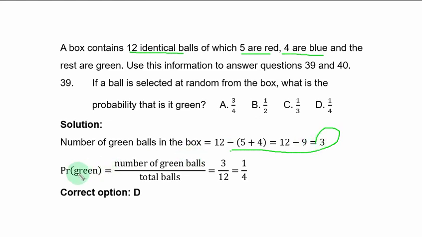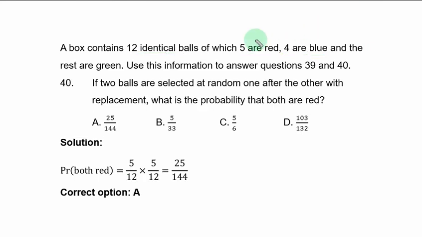This is what you have here, and the green balls are 3 in number. It follows that probability of a green ball is equal to number of green balls in the box over total balls, and that is 3/12, which simplifies to 1/4. D is the correct option.